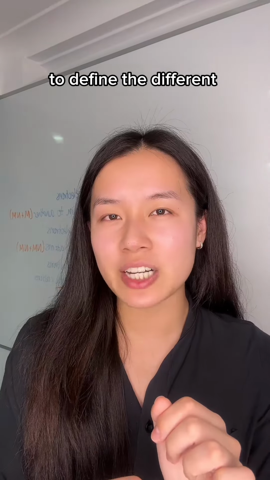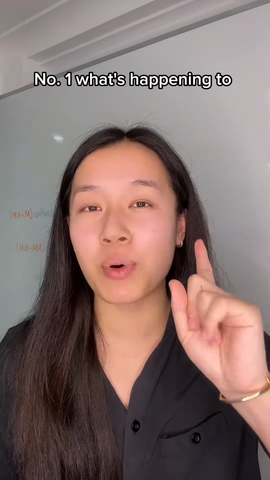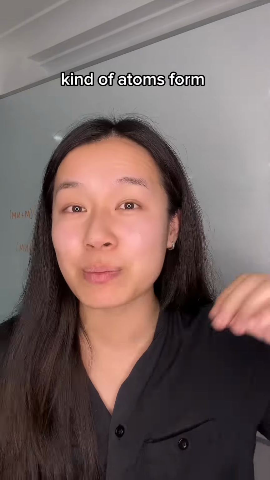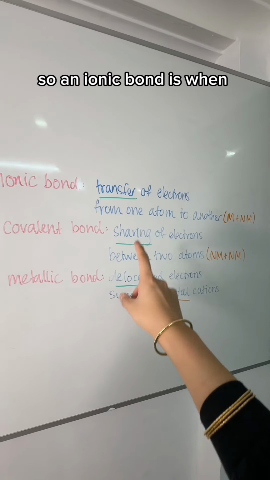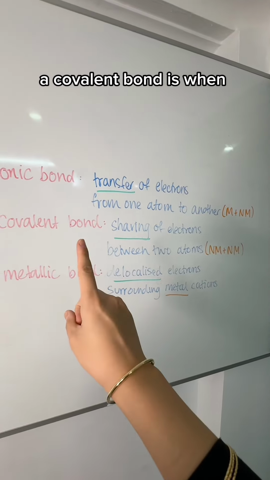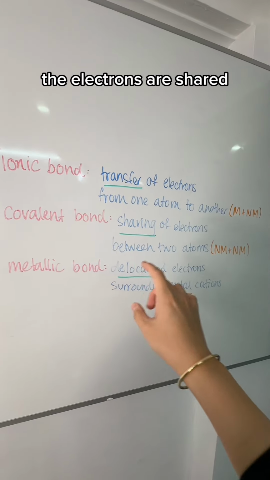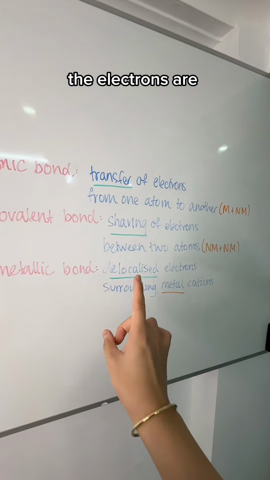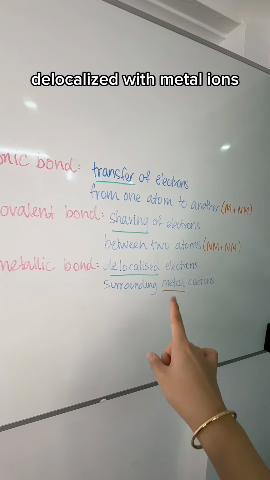To define the different types of bonds, you want to know 2 things. Number 1, what's happening to the electrons, and number 2, generally what kind of atoms form those bonds. So an ionic bond is when the electrons are transferred, usually between a metal and a non-metal. A covalent bond is when the electrons are shared, usually between 2 non-metals, and a metallic bond is when the electrons are delocalized with metal ions.